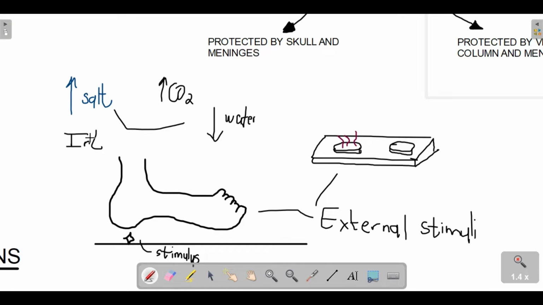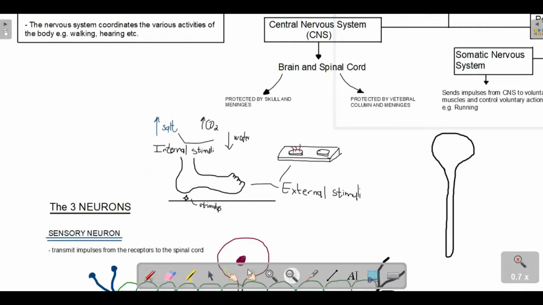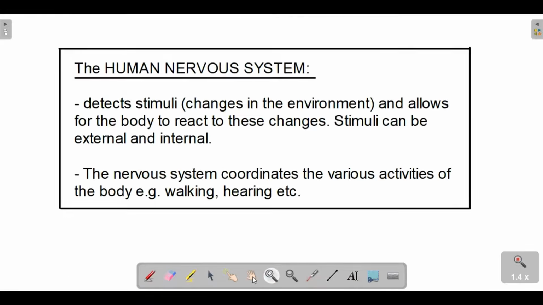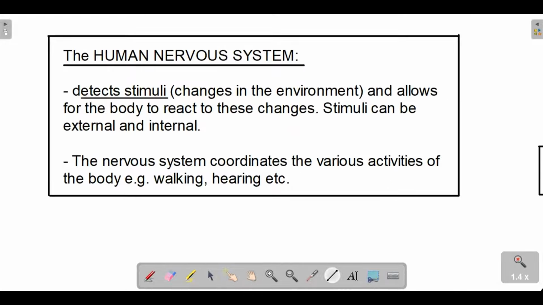Okay, so these are changes that occur that we have to react to so that we protect our body from harm or from damage. So, in other words, the human nervous system enables us to respond to stimuli so that we protect our body from harm. Okay, so that's the main point of the human nervous system. If we read here, the human nervous system detects stimuli, sees these changes, and allows the body to react to these changes. And as I said, stimuli can be external or internal. We react through the human nervous system. It allows us to react to these changes, whether they are inside the body or outside the body.